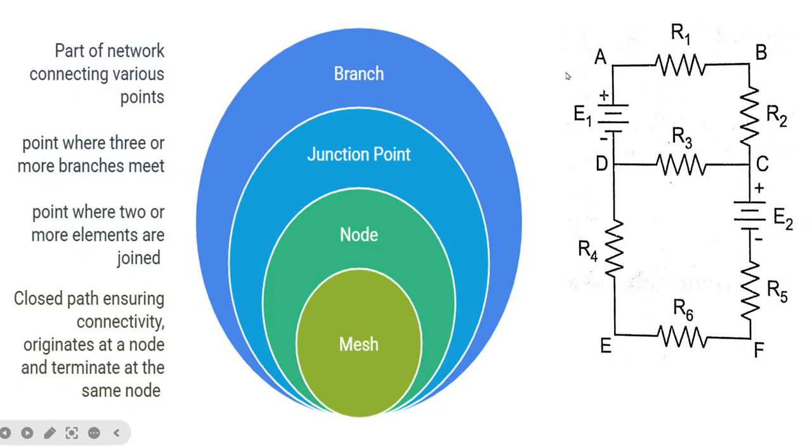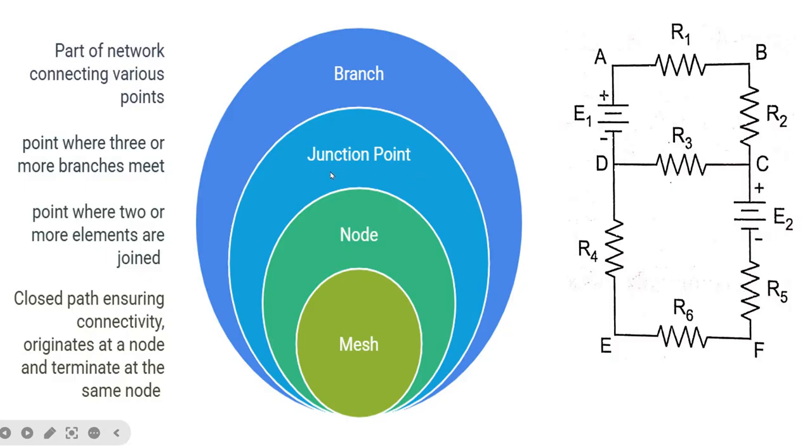That is called a branch. So now, a branch may be AB. AB is a branch, BC is a branch, CF is a branch, FE, ED, DA, CD, these are all nothing but branches. Next, we'll go for junction point.